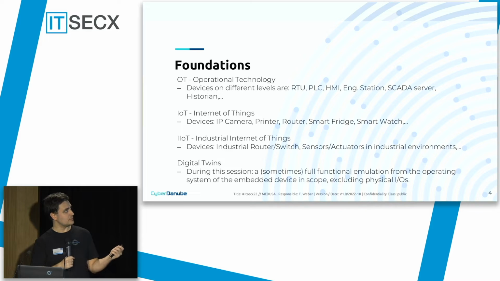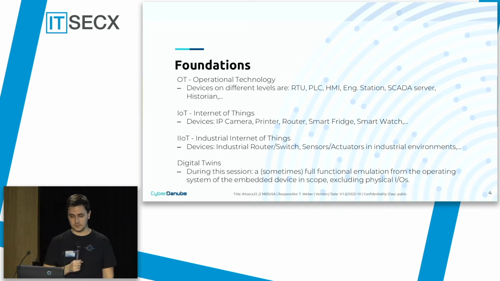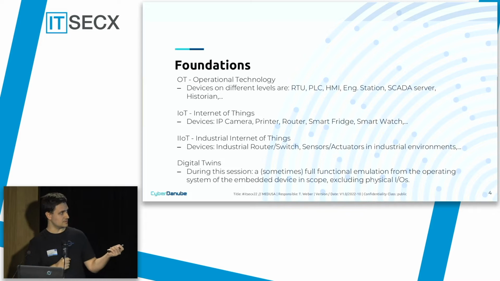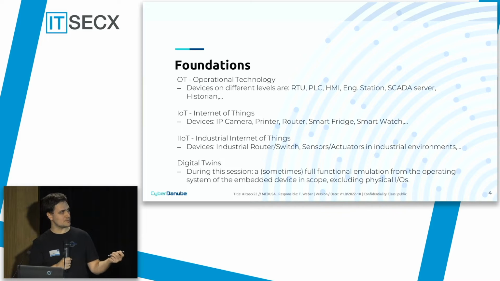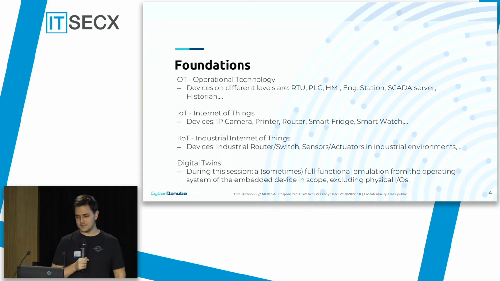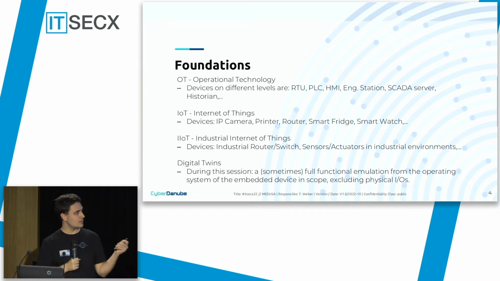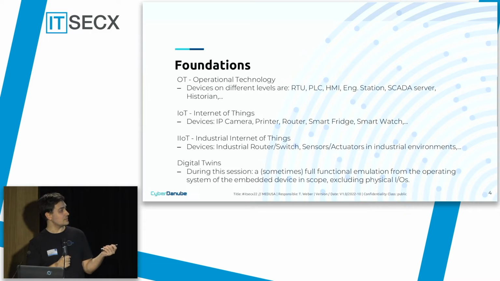Another really important term is IoT, also known as embedded device, also known as whatever Internet of Things. It can be a printer, a smartphone, a router and so on, a smart fridge, and whatever else you want to connect to the internet nowadays. And also industrial Internet of Things, which is a bit different to IoT because it's Internet of Things in the industrial field. So it might be some networking hardware, sensors, actuators, or other devices in the industrial environment.